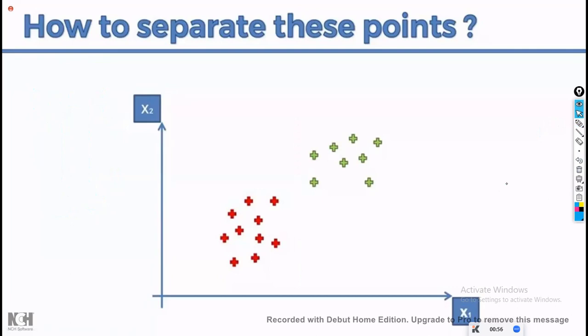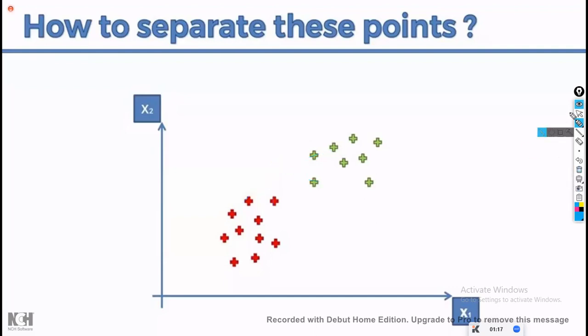For example, if you want to predict a new data point, this is the new data point. Whether it belongs to the red class or the green class, in KNN what we have done is identify the nearest neighbors, and based on the nearest neighbors, we classified that one. That is what we worked on for KNN.